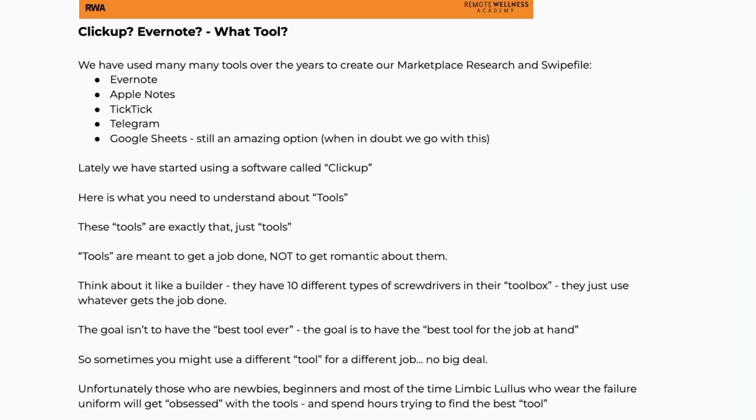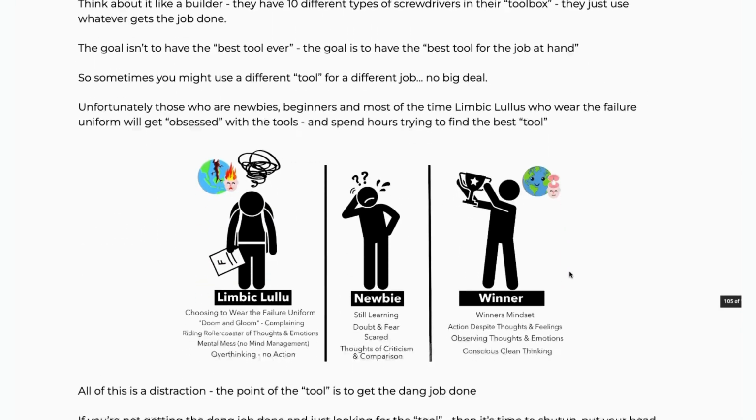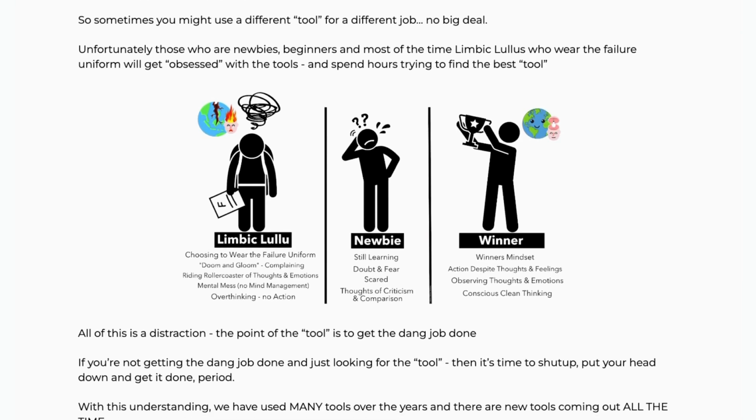Now, unfortunately, when it comes to those people who are, let's say, newbies, beginners, right? And a lot of times, even the limbic lallus who wear the failure uniform, what they do is they actually get obsessed with the tools, okay? The reason I know that is because I have crossed this line into becoming a limbic lallu in my past lives, and probably in some areas of my life, I'm still crossing this line, right? So it's not a complete black and white thing in which you are a limbic lallu or you're not. Sometimes in certain areas of your life, you're being a limbic lallu, right? So many times in the past, a younger version of myself crossed this line and actually got obsessed with trying to find the best tool, like, I've got to find the best XYZ, right? And the truth is that it doesn't work that way.